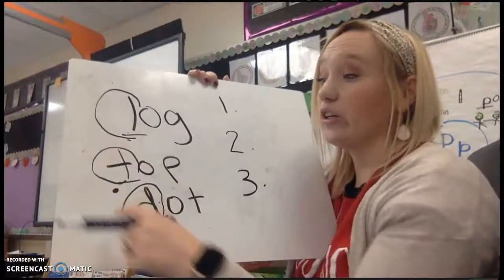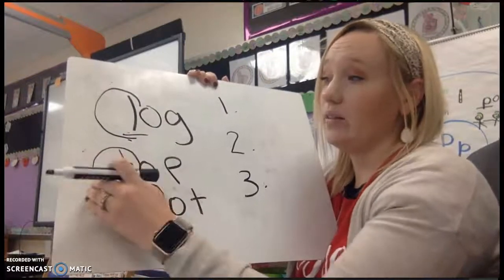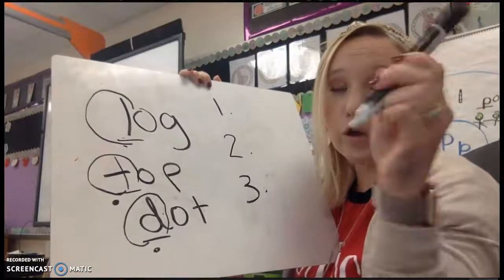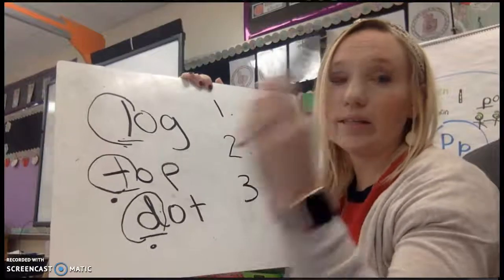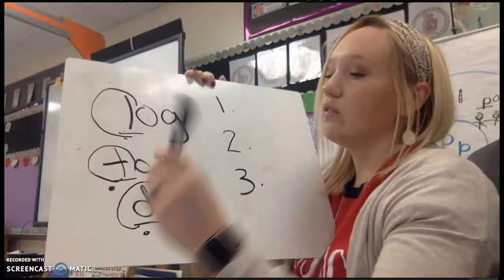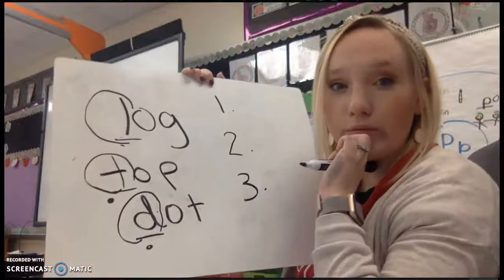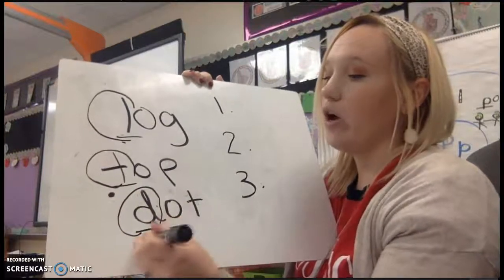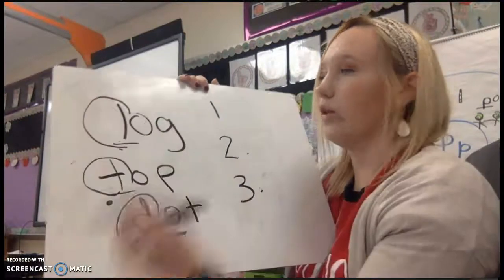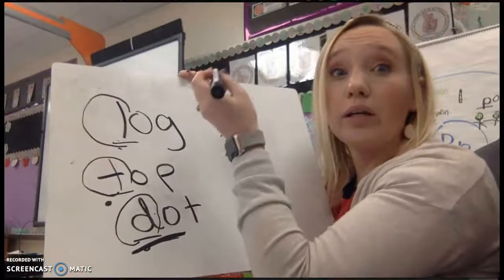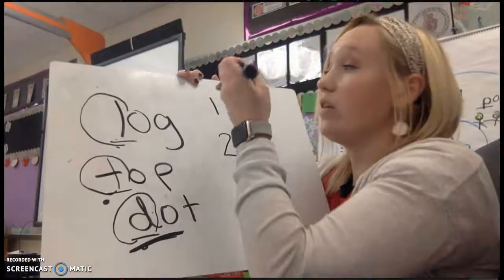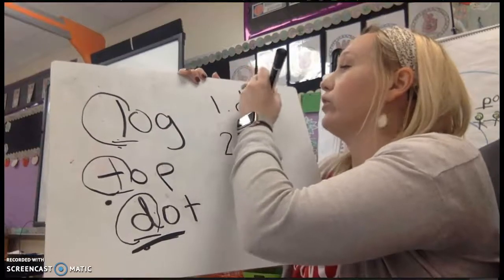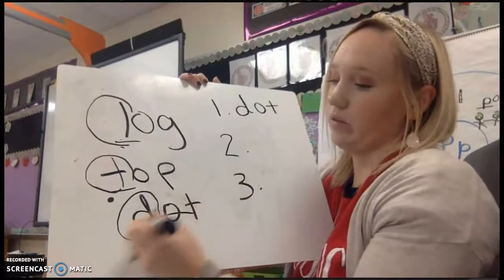Which letter comes first in the alphabet, D, T, or L? This is where you have to remember your alphabet, the order that everything goes in, right? A, B, C, D, E, F, G, and so on. Which letter comes first in the alphabet? The letter D, right? So we know that the letter D comes first out of all of these words. It's going to be our first word because we're putting it in alphabetical order, the order that the letters come in the alphabet. So dot will be my first word because D comes first.